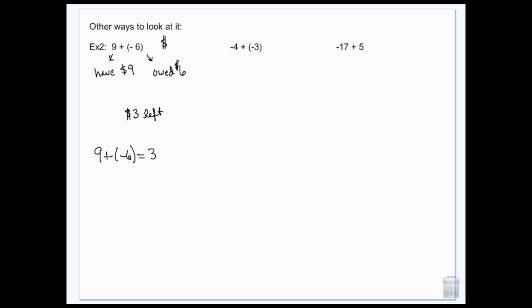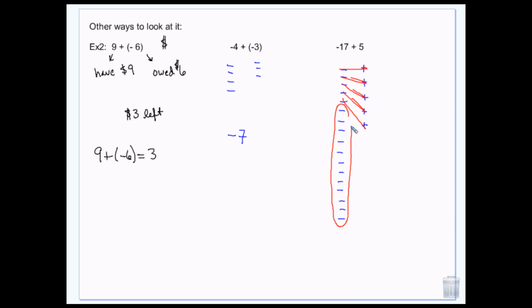Another way you can think of it is negative 4 is the same thing as 4 negatives. And negative 3 is the same thing as 3 negatives. How many negatives do I have? 7 negatives. Now what happens if I have positives and negatives? Well, I have 17 negatives. Right? And then I have 5 positives. And every negative and positive will cancel each other out. So 1 negative and 1 positive will cancel, which leaves me 12 negatives left. So negative 12. This is just different ways to think about it if the rules don't quite work for you.